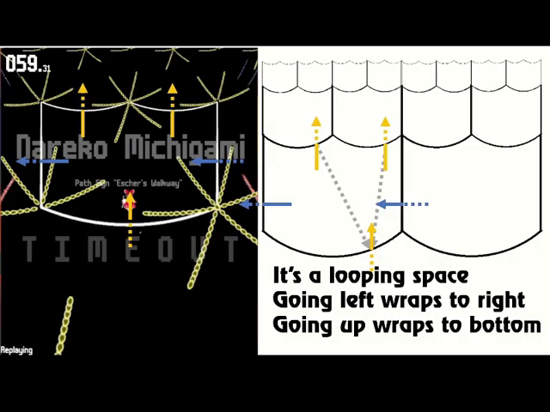How did I make that? Actually, it's a looping space. It's formed of these 5 sides. If player goes left, it's teleported to the right side, and if player goes up, it's teleported to the bottom.